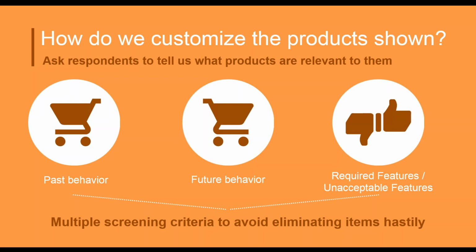Another way of doing this is to ask for any must-haves or unacceptables. Going back to the soap example, I definitely want one of those pumps on them because that's very neat. So I'm very interested in SKUs that have a pump on them. And we do not typically use just one screening criterion, but multiple ones, because we want to avoid eliminating SKUs that are relevant to a respondent.